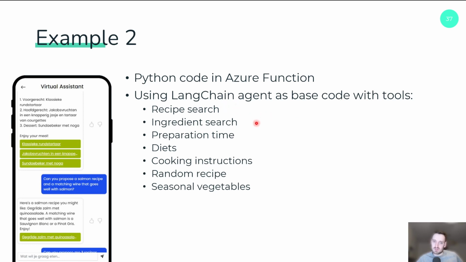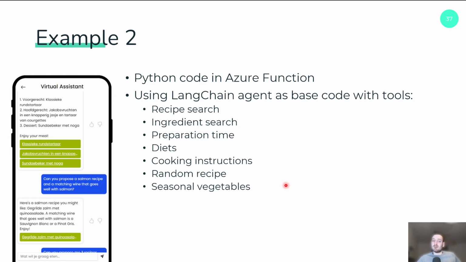So it's a recipe search, ingredient search, preparation time, diets, cooking instructions, and random recipe, because it's actually really hard to ask GPT to give me a random recipe that is actually in the data. You cannot give a random recipe that is not in the data set. It needs to be a random recipe that's in the data set. So that's why I created a random recipe tool to solve that issue. And then the seasonal vegetables.